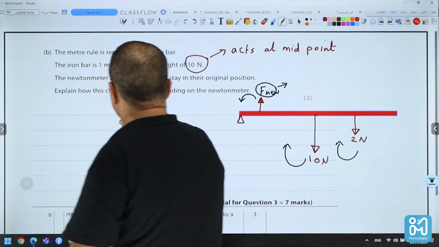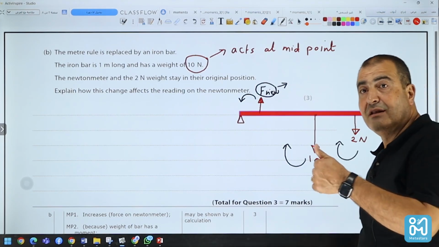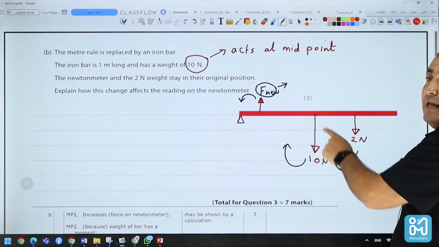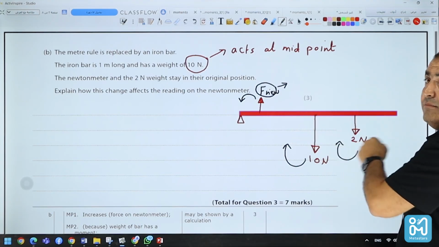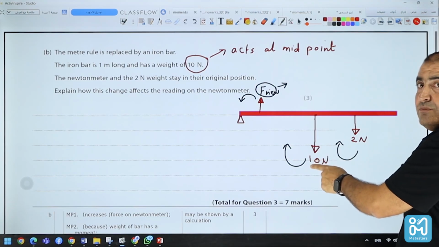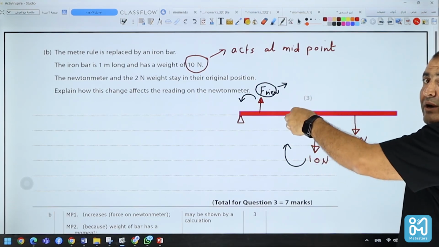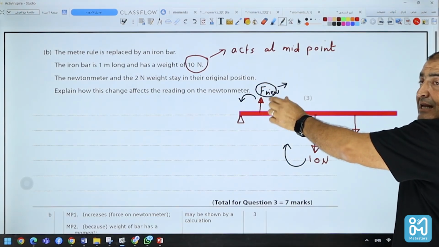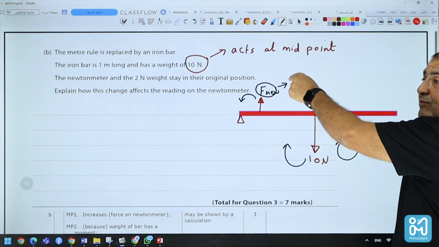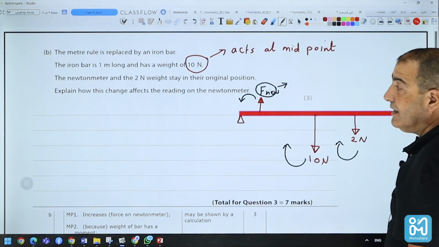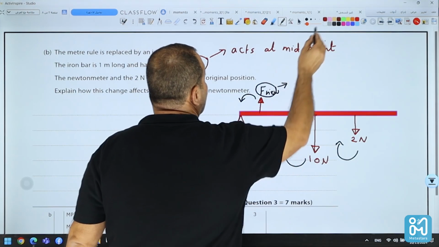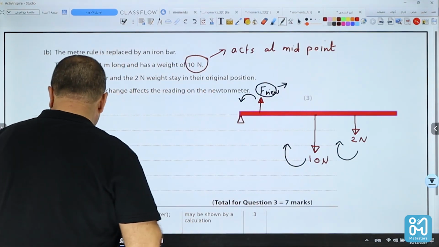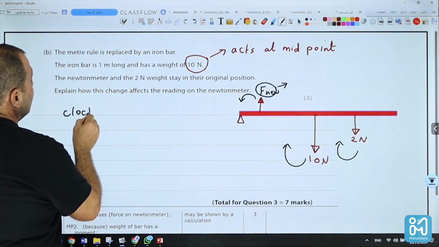Now, explain how this change affects the reading on the Newton meter. We may write it such as that. The 10 Newton lies at the right of the pivot, and it has a clockwise moment. So now we have extra clockwise moment. We need extra anti-clockwise moment if the Newton meter is still at its position. So the reading of the Newton meter will increase. This is the answer. And you may also explain that by calculation. By calculation such as what? Clockwise equals anti-clockwise.